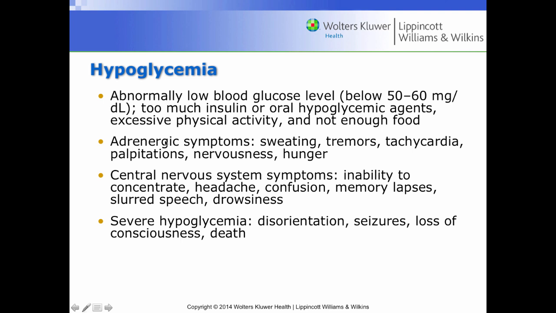Adrenergic symptoms. When you become hypoglycemic, there are two phases. The first phase is the adrenergic phase, meaning the sympathetic nervous system kicks in, and you start to see sweating, tremors, tachycardia. You're hungry, you're nervous, you get a little palpitation. These adrenergic symptoms are really important because they're a cue that your blood sugar is low and they stimulate you to eat something to bring it back up.